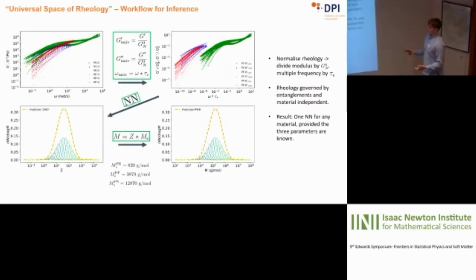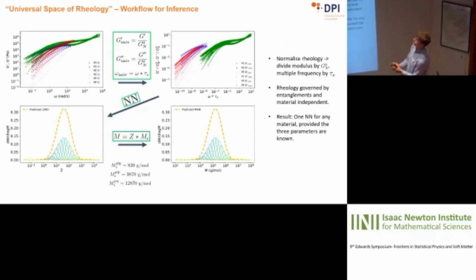So the other problem is that we can do this for a certain polymer, or we can try and do it so that one neural network can try and predict the molecular weight distribution for any well-entangled polydispersed polymer. And to do that, we need to remove the material dependencies of the rheology measurement that we have.